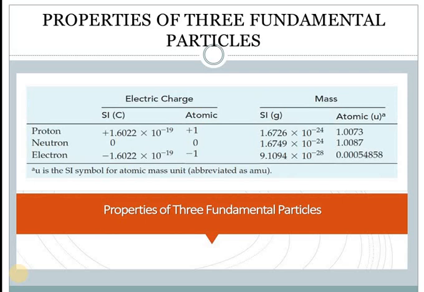If we just take the electric charge and the mass of all these three subatomic particles, that is protons, neutrons and electrons, we can see that the proton's charge is plus 1.6022 into 10 raised to power minus 19 coulombs. While if we take the atomic charge, we can very simply say that it is plus 1.